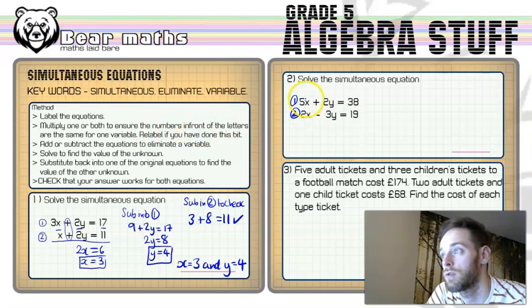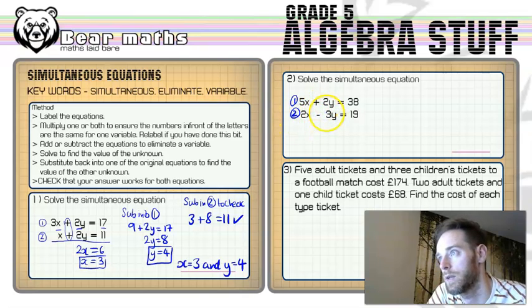Now we could choose to multiply this entire first equation all through by 2, and we could multiply this second one all through by 5, because they are the numbers that are in front of the x terms. So multiply by the opposite equation's coefficient of the term you want to eliminate.